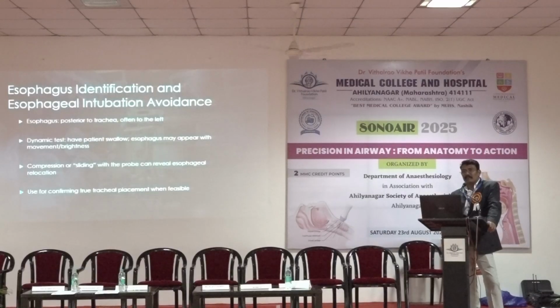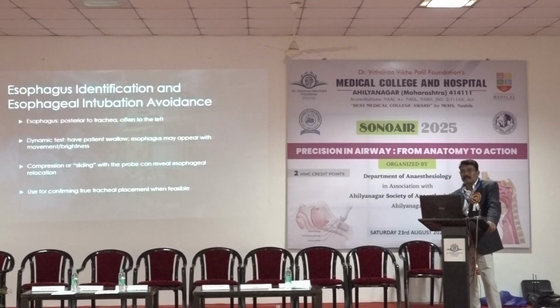Esophageal identification: if we place the probe on the thyroid cartilage and slightly press it, and in either direction, right or left, we can identify the thyroid gland in front of the trachea, and then vital structures like the carotid artery and IJVs.